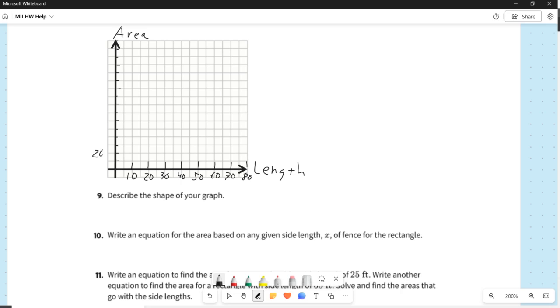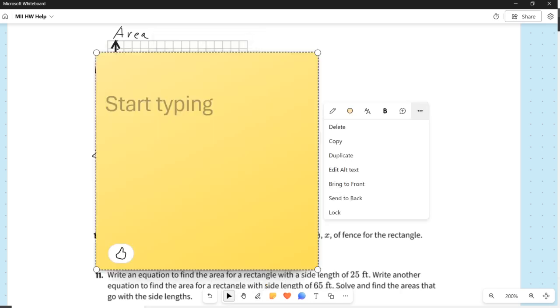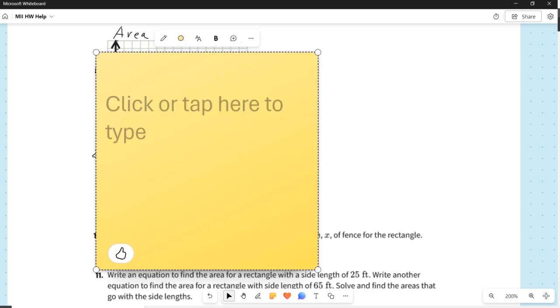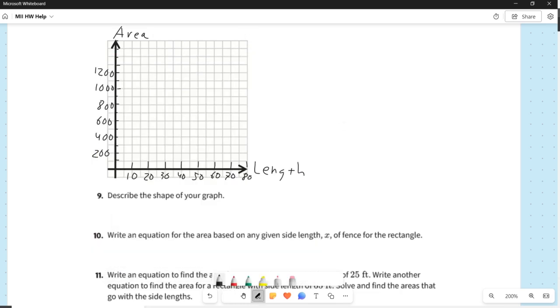So this is going to be 200. This is going to be 400. This will be 600. This will be 800. 1,000. 1,200. 1,400. And then the very top is going to be 1,600.